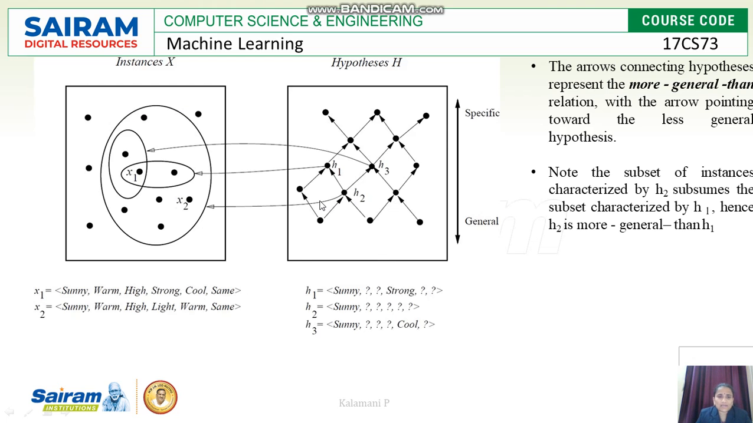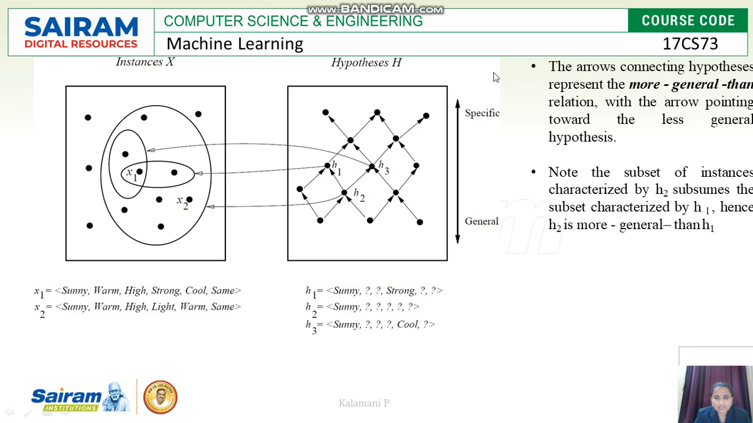This is a diagrammatic representation. Here we take the instances, the two instances represented as x1 and x2. The hypotheses are represented as h1, sunny and strong; then h2, sunny and the other attributes can take any value; then h3, sunny, the other three attributes can take any value, and next cool. So h1 is specific and it moves towards general. From top to bottom, it moves from specific to general. If we take it from bottom to top, it will be general to specific.